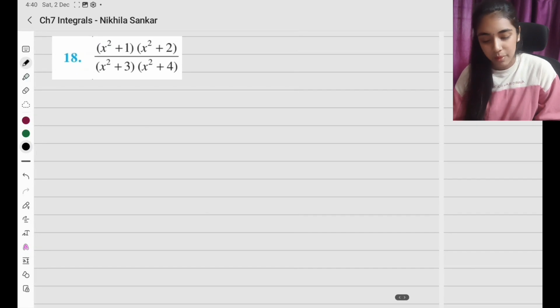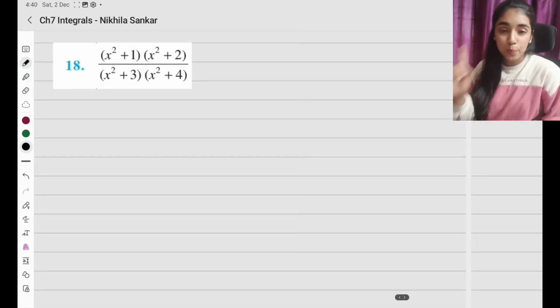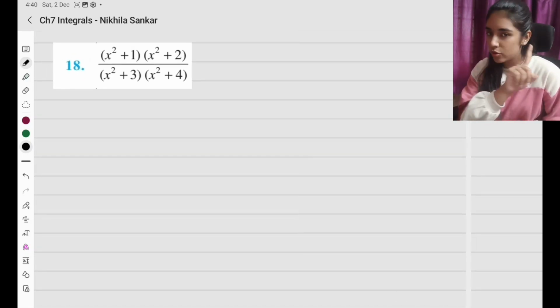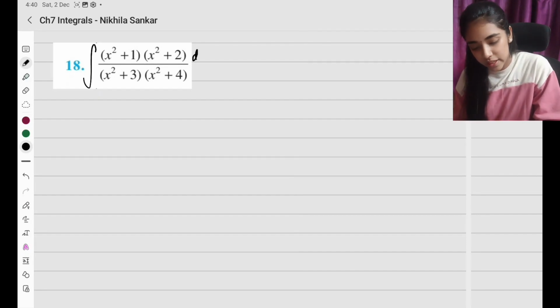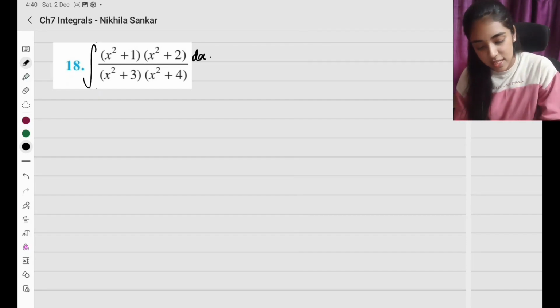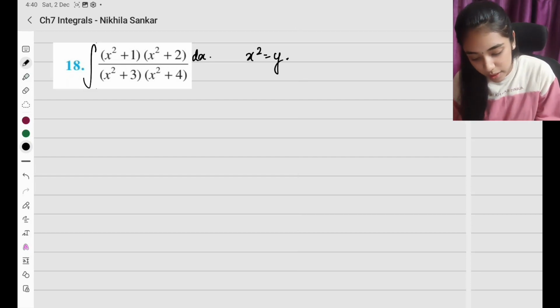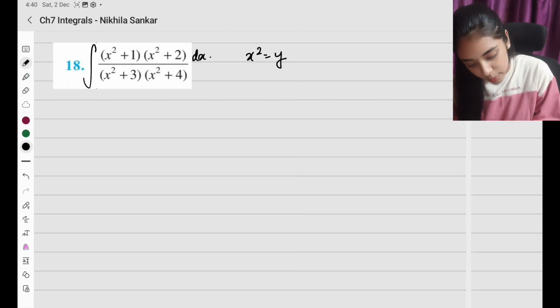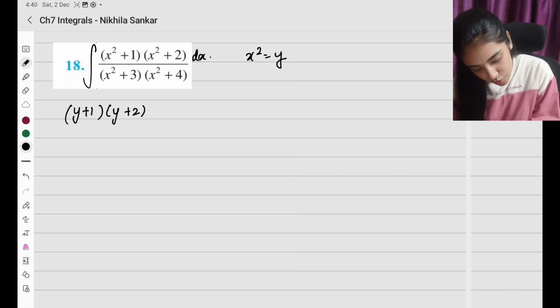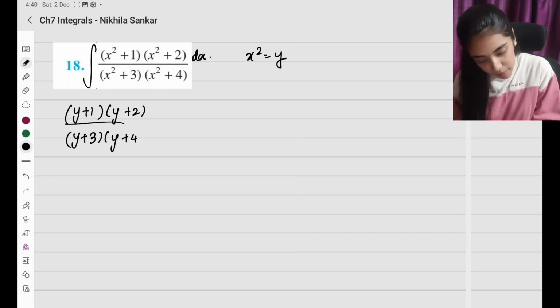Question number 18. So in that I am going to put a value for x square. I am not going to substitute. My variable of integration is always going to be dx. I am only putting the value of y for simplicity. So the question becomes y plus 1 times y plus 2 divided by y plus 3 times y plus 4. What do you notice here?